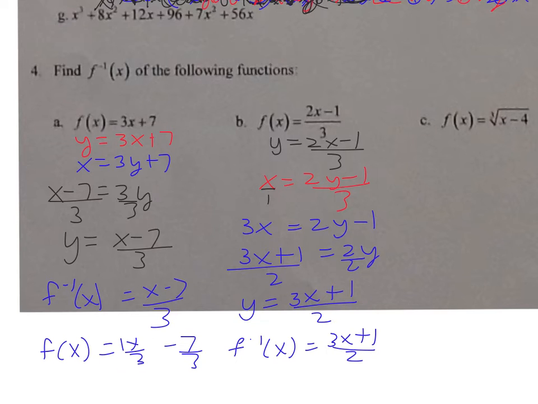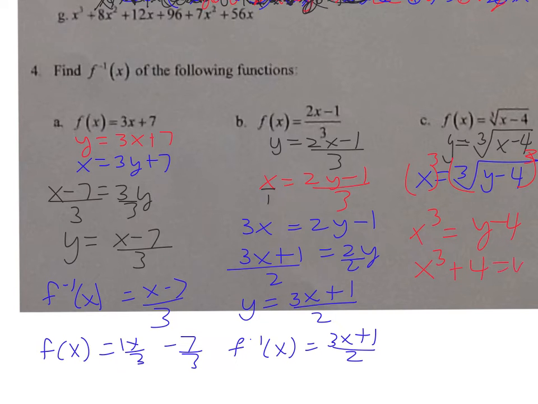All right, let's take a look at C. So that's y equals the cube root of x minus 4. So we're going to switch x and y. I get x equals the cube root of y minus 4. To get rid of a cube root, you cube both sides. So I have x cubed equals y minus 4. Add 4 to both sides. x cubed plus 4 equals y. So that is the inverse: f inverse of x is equal to x cubed plus 4.